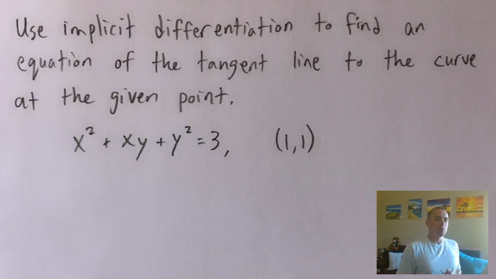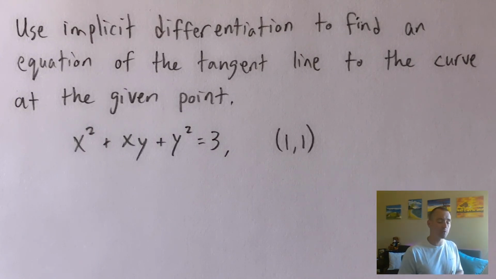So here's the problem we're going to be doing today. We're going to use implicit differentiation to find an equation of the tangent line to the curve at the given point. Our curve is x squared plus xy plus y squared equals 3, and our point is (1, 1).